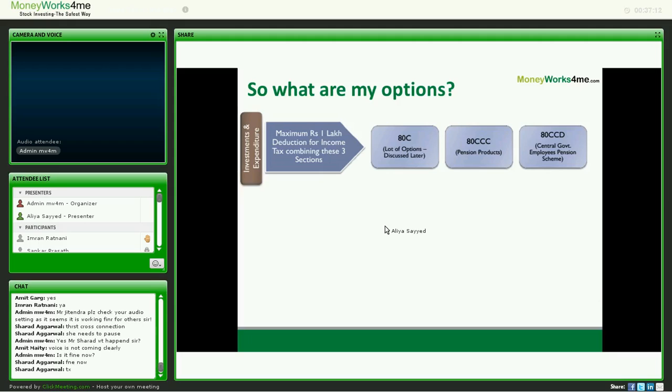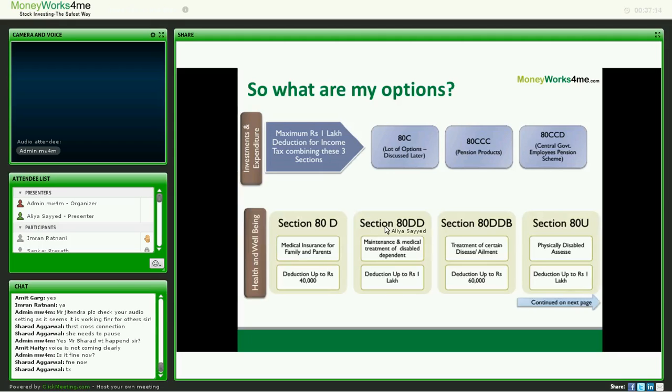Then we have the next category of health and well-being, where you have a slew of Section 80D and 80U deductions, wherein you have all the insurance premiums, the treatments of your medicals, or if you have a disabled dependent, then the deductions on those. Otherwise, if there's a physically disabled person, there is a special deduction for them as well. Again, we'll see in detail what the deductions are and what the caveats in this are.